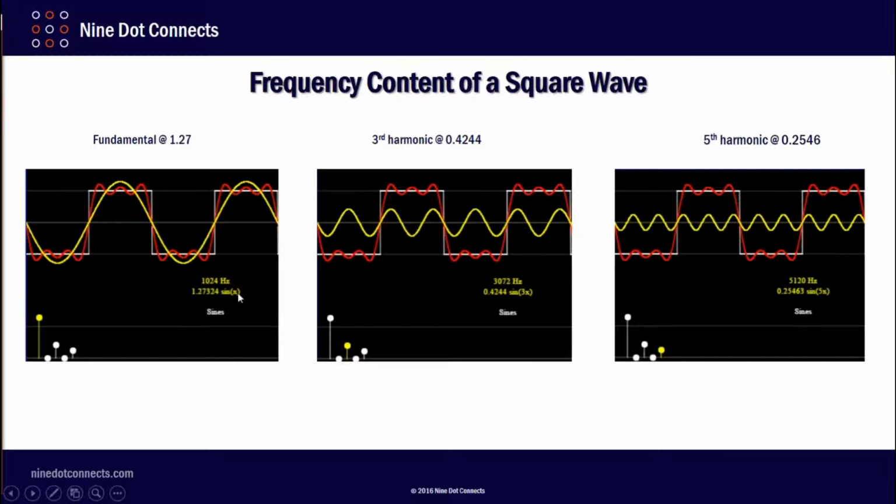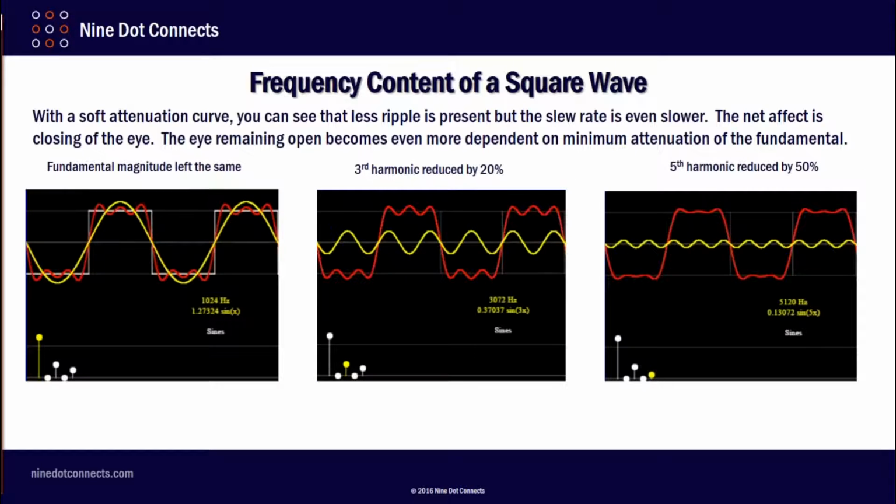Now we're going to start the concept of the low-pass filter. If I take a soft attenuation curve, you can see that less ripple is present, but the slew rate is even slower. The net effect is closing that eye that we were talking about earlier in the eye diagram. The eye remaining open now becomes even more dependent on the minimum attenuation of the fundamental.